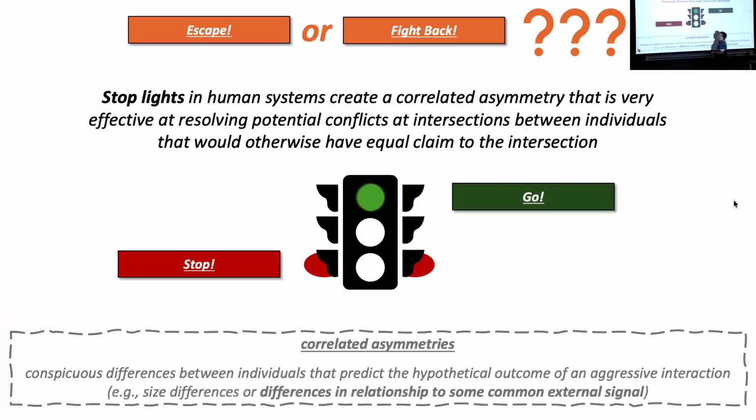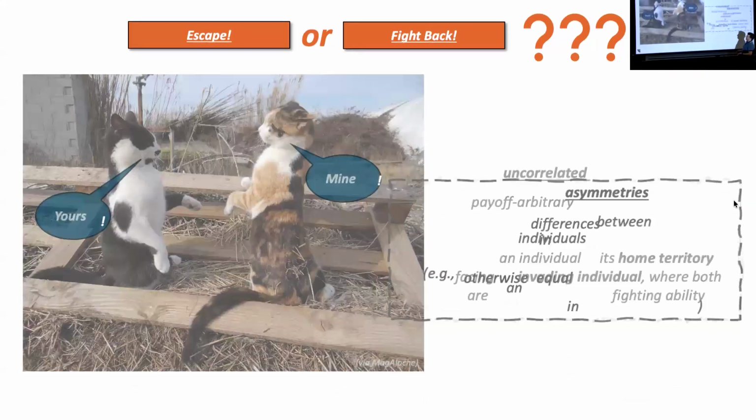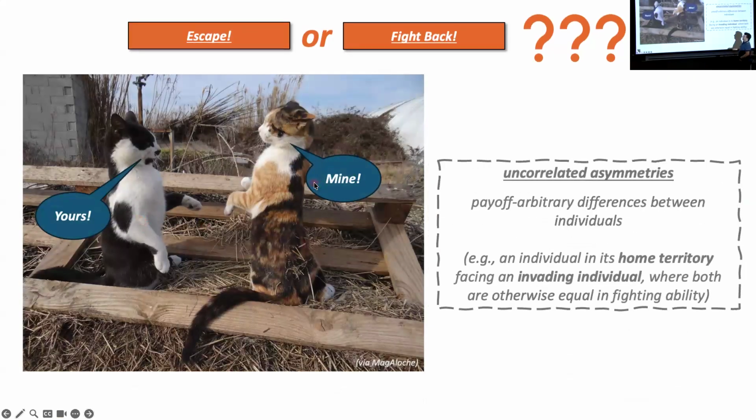Whereas in the cat example, these cats may have differences, but these differences, if I look at a bunch of different competitions between cats, it's not like the black and white cats always win. So these two cats, I actually can't tell which one's going to win. But when I look at the history, then I see, oh, it turns out that it's always the one that's on the home range. That's the one that tends to win. So that's an uncorrelated asymmetry. It's like an asymmetry in their past. It's not an asymmetry in themselves.